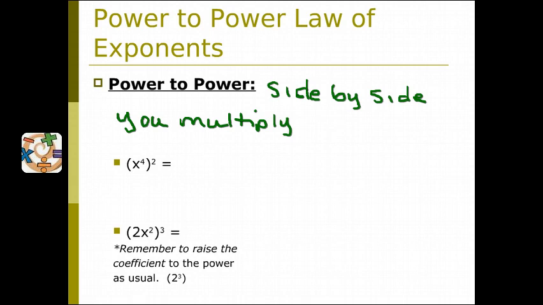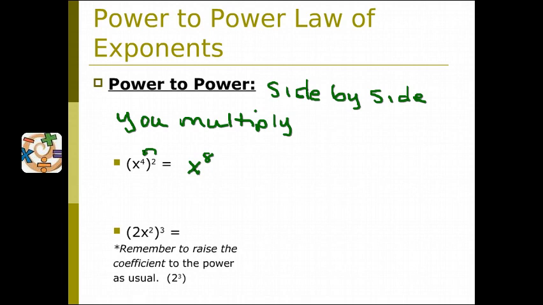Okay, so now let's show you what this really means. What we're doing is we're taking the exponent of 2 that is attached to the parenthesis, and we are distributing it to every single exponent inside the parenthesis. Because these two numbers, 4 and 2, are side by side, we multiply them together. So when we do this, we keep our base of x, and 4 times 2 gives us 8.